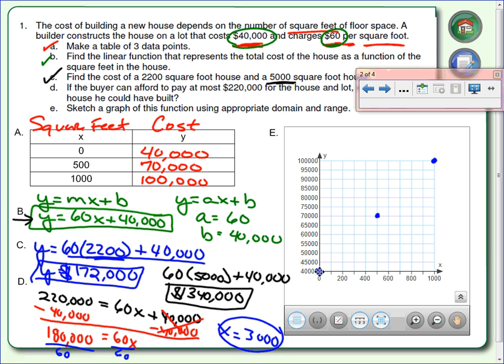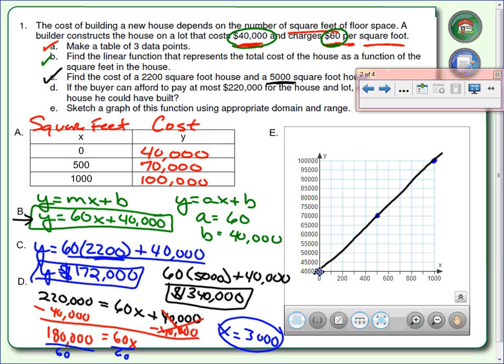The last thing I want to do is graph the linear function that we came up with earlier, which was y equals 60x plus 40,000. So I'm going to graph a line, that line of best fit that we talked about the other day, that goes through the points. This is the graph of those 3 points, including the equation y equals 60x plus 40,000.